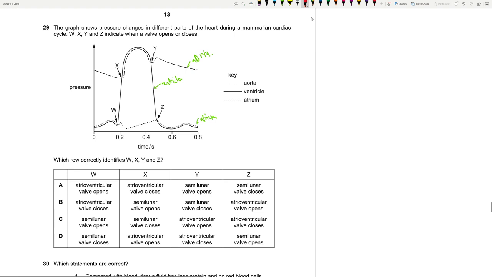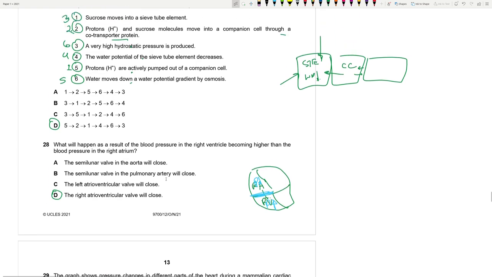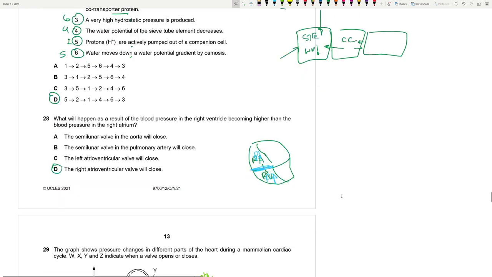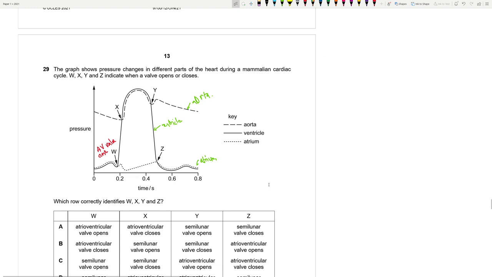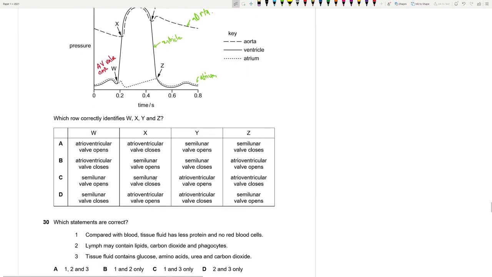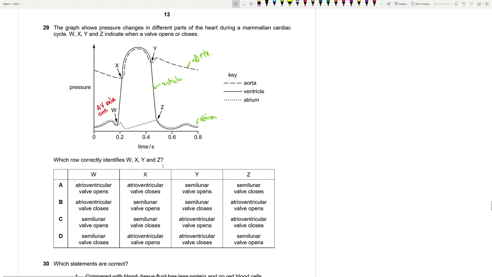So look at this. At W, what actually happens is the atrioventricular valve closes. When the pressure in the ventricle exceeds the atrium, I just told you in the previous question, the atrioventricular valve closes. Right after that, what follows is when pressure increases here, the semilunar valve, from the ventricles to the lungs, maybe, or to the aorta, those semilunar valves will actually open. The semilunar valve opens at X.